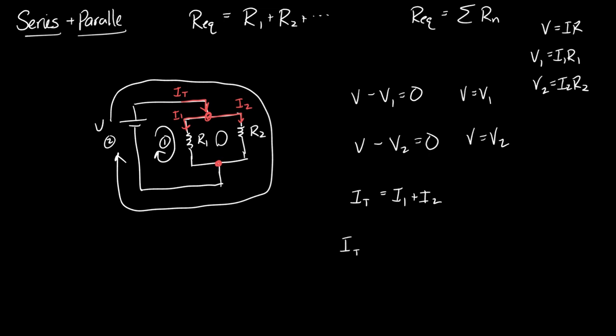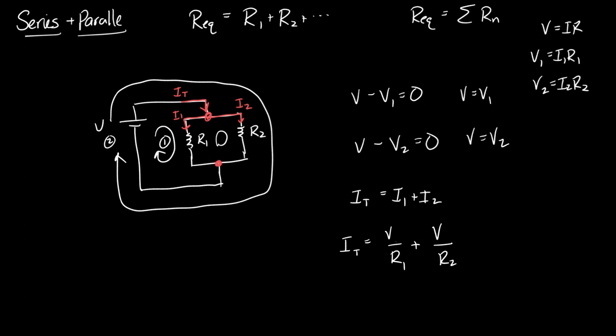I total equals I1, but I1 is V1 over R1, plus I2, which is V2 over R2. All good? But V1 is just V, and V2 is just V. Still all good? Any question about that?